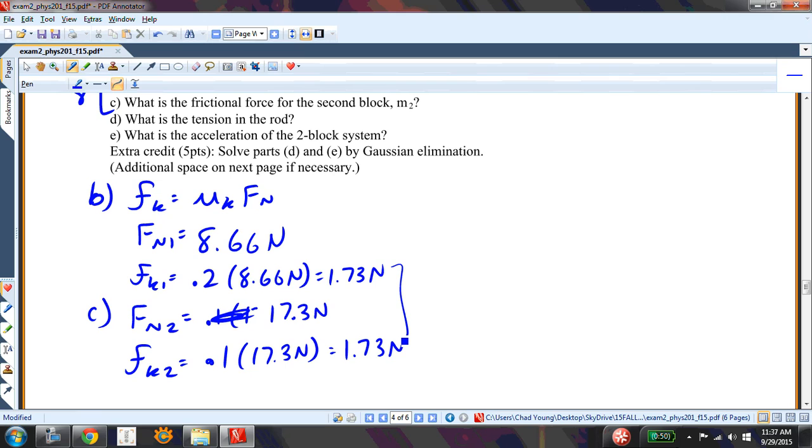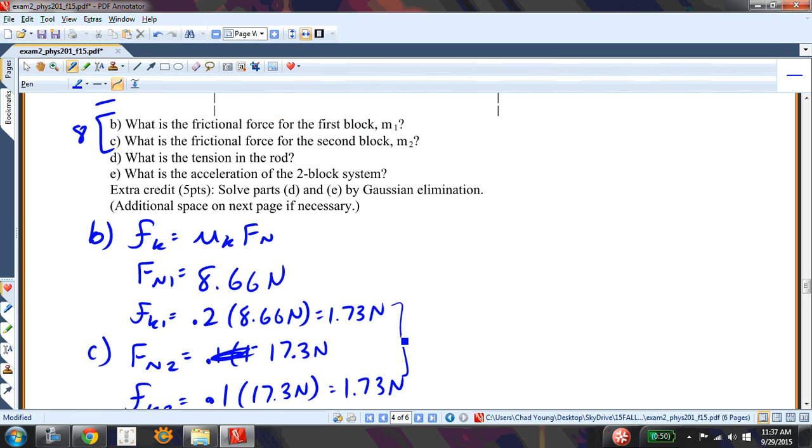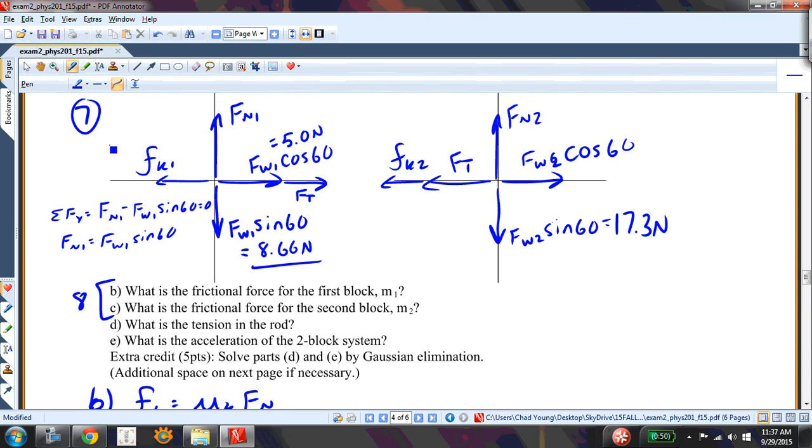Okay, now I want to know D: what is the tension in the rod and what is the acceleration of the two-block system. In order to do this, we're going to need to write our equations for the forces in the x direction. I'll do this one first and use the value here. 5 plus Ft minus Fk1, which is minus 1.73, which we just found, is equal to the mass, 1 kilogram, times the acceleration. So that's the sum of the forces in the x direction for block number 1.